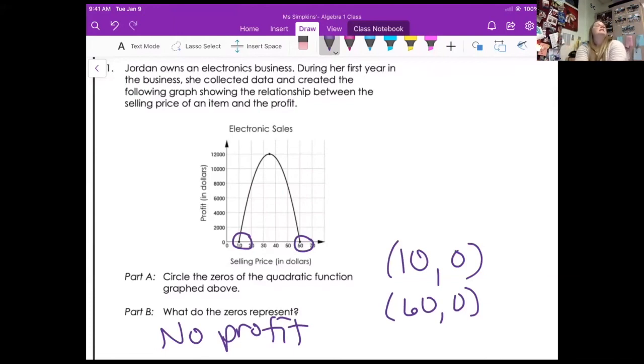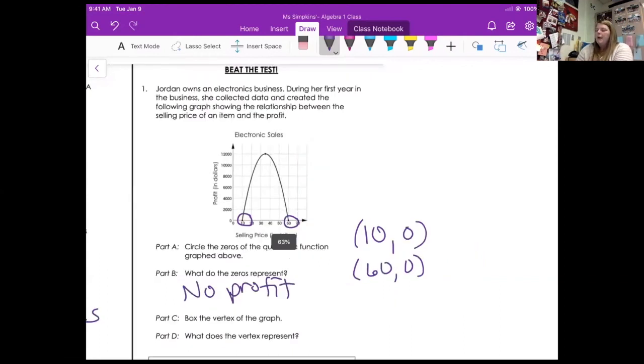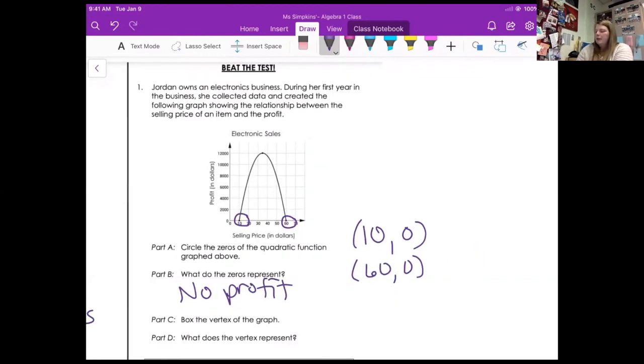So what about $60? Why would I not be making a profit when it's $60? Maybe nobody wants to buy it. Yeah, it's too expensive, nobody wants to buy it. Good. Okay, and then the other question, box the vertex, that's up here. That was (35, 12,000). What does that represent?